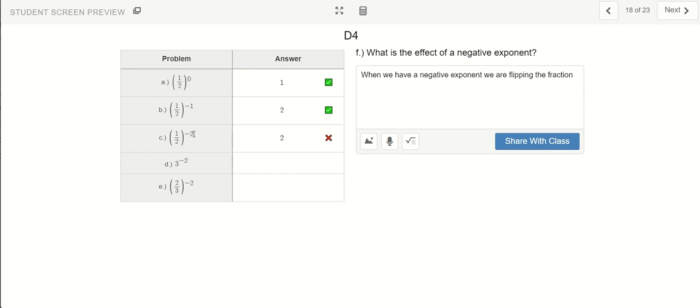But don't forget, we also have to square it. So the negative part flips it over, and then we still have to square a number. So 2 squared is 4. Here, 3 is already on top, so if I flip it over, it's 1/3. But don't forget, we also have to square it as well. So 3 squared is 9. And for this last one, if I flip it over, again the negative part flips it over, and then you square each of these parts. 3 squared is 9, 4 squared is 16.